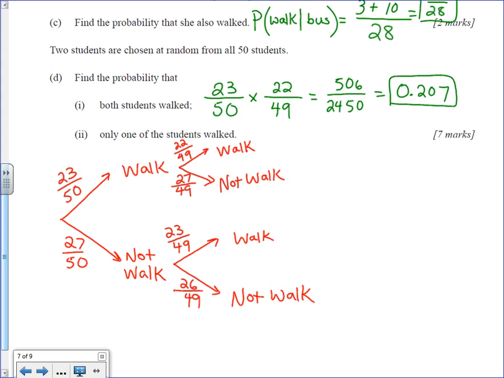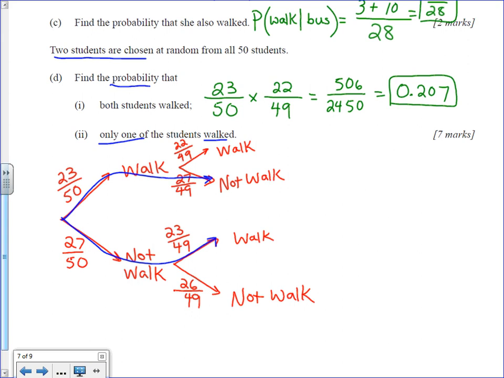So 2 students are chosen at random. Find the probability that only one walked. So we're adding 2 different branches together. We're adding together this probability, a walk followed by a not walk, and this probability, a not walk followed by a walk. So only one of the students walked means we either have a walker followed by a non-walker, or a non-walker followed by a walker. And we need to calculate those 2 probabilities and add them together.